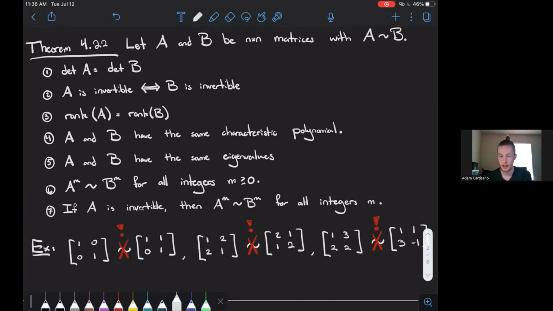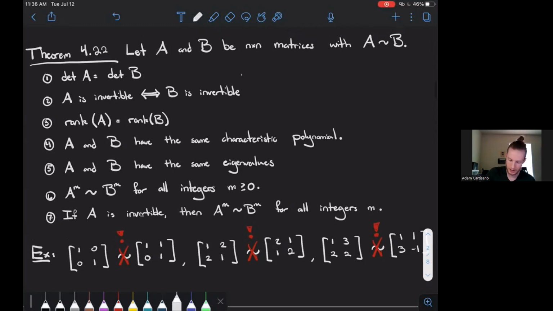They also have the same invertibility. If A is invertible, then B is invertible, and vice versa. If A is not invertible, then B is not invertible. That's a consequence of the determinant. If the determinant of A is non-zero, then the determinant of B is non-zero because they're the same determinant, right? And if the determinant of A is 0, so is the determinant of B. So this is just a consequence of part 1 of this theorem and the fundamental theorem of invertible matrices, version like 10 or something.